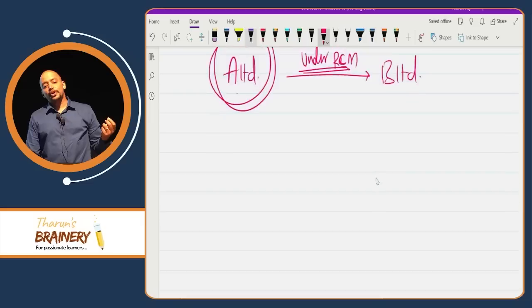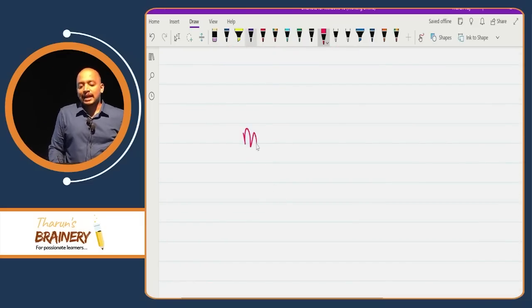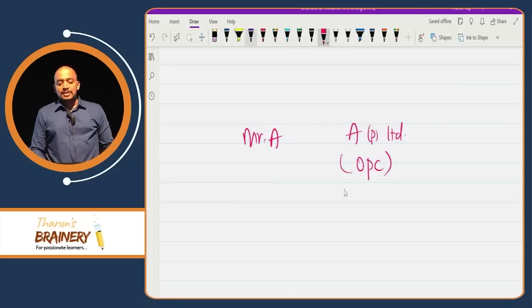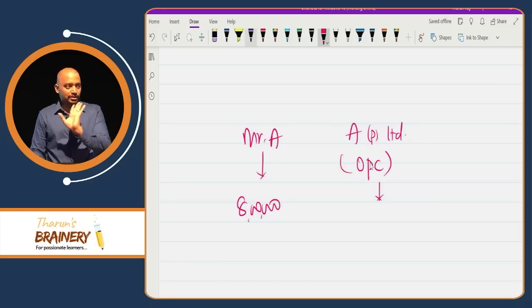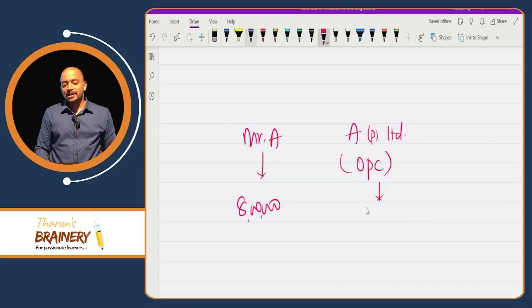Then one more point. Mr. A is having a one-man company, A Private Limited. Now, some sales is made by A, which is 8 lakhs, and some sales is made by A Private Limited, where only A is the owner, and sales made by A Private Limited is 7 lakhs. Now, what will be taken as the aggregate turnover of A? What is the aggregate turnover of A? 8 lakhs.